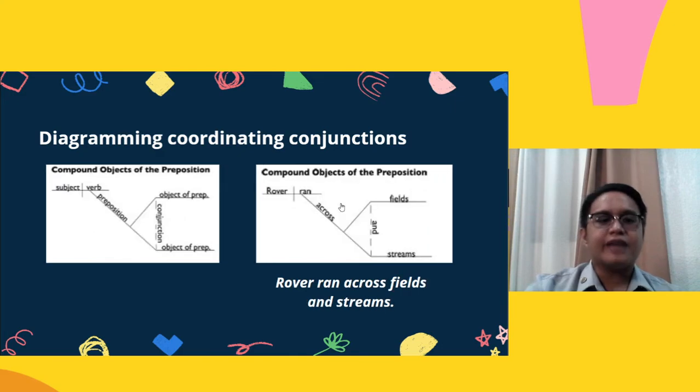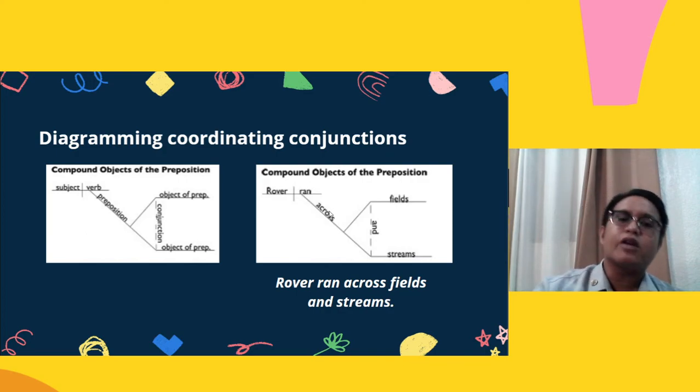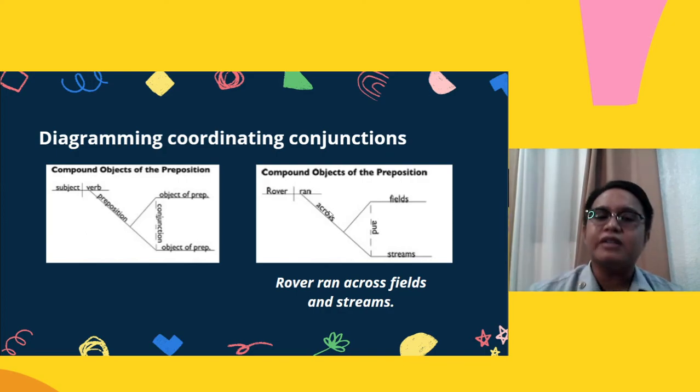So, Dad will cook and clean. Okay? Next, compound objects of the preposition. Okay, so murag nisanga-sanga na gyud ni siya. So we have our sentence here: Rover ran across fields and streams. So here we have Rover and then ran. And then asa man ni ran si Rover? So Rover ran across dayon fields and streams. Okay? So, ingon na ato ang pag-diagram sa coordinating conjunction.